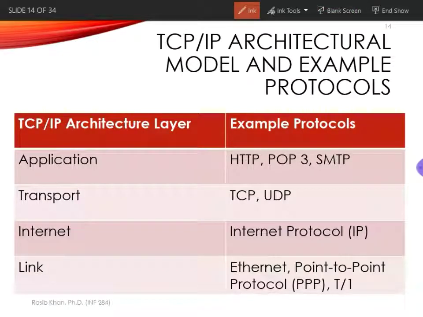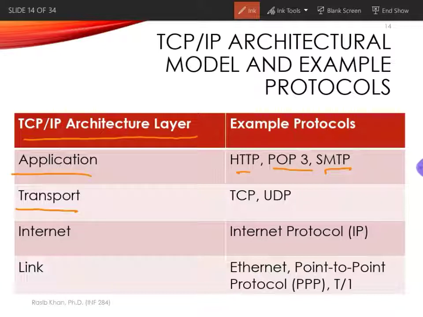So the common set of protocols for the TCP/IP network model for the application layer could be HTTP for web browsing; POP3, which is Post Office Protocol, which allows us to send and receive emails; and SMTP, Simple Mail Transfer Protocol, which is also another protocol for sending and receiving emails.